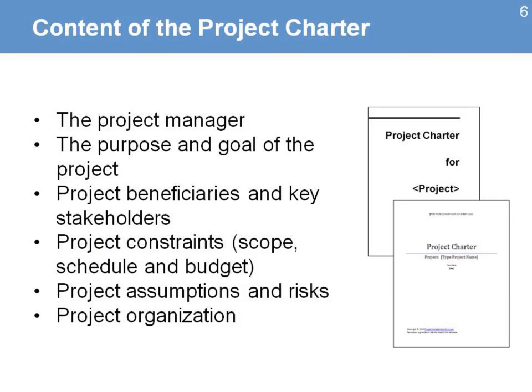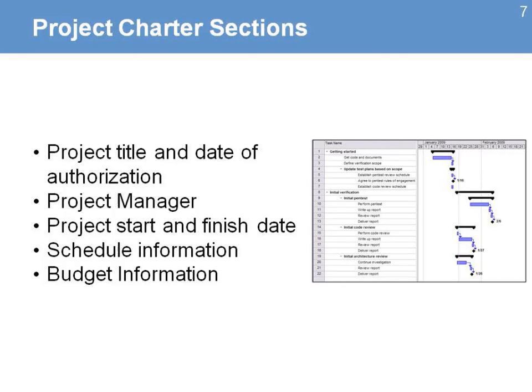So the content of the project charter: it's a simple document. It will have information about the project manager, the purpose and goal, information about the beneficiaries and key stakeholders, some information about the project constraints, assumptions and risks, and how the project is going to be organized. Those sections in the project charter will have a title and the date of the authorization, an identification of who the project manager is, and some information about the start and finish date of the project.